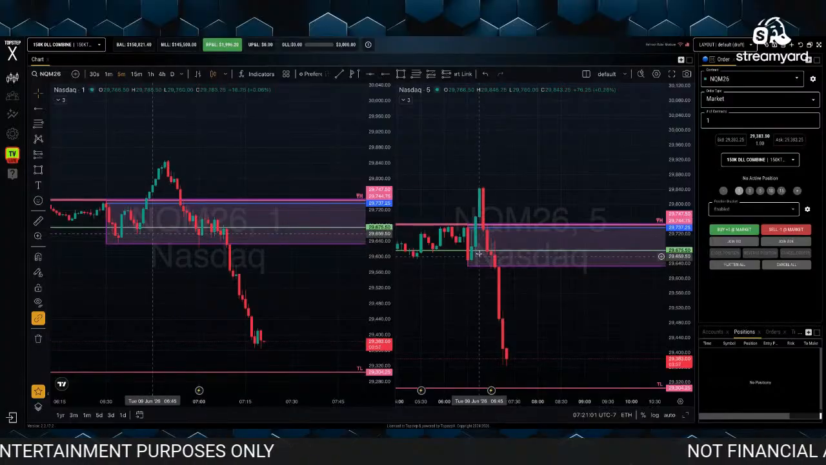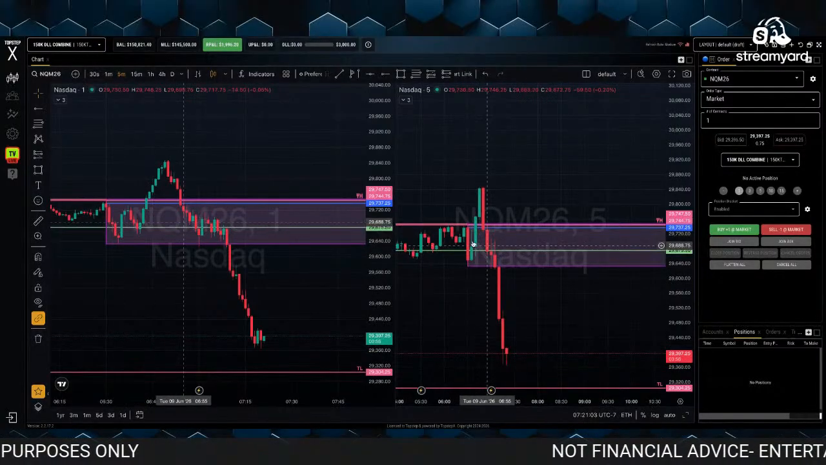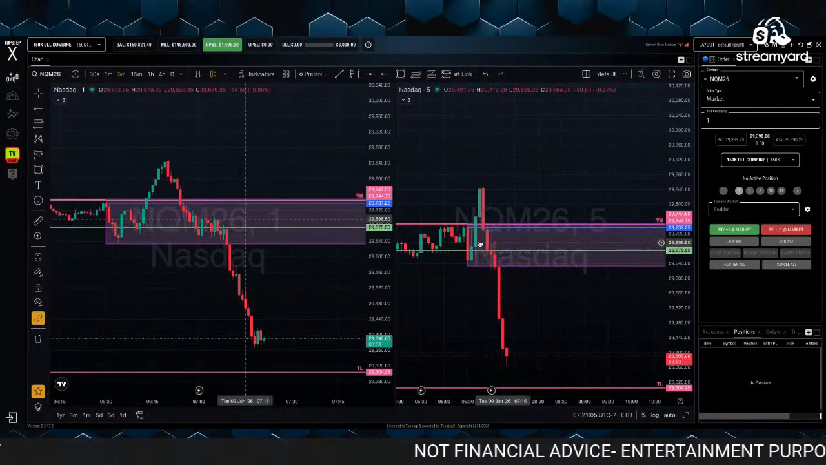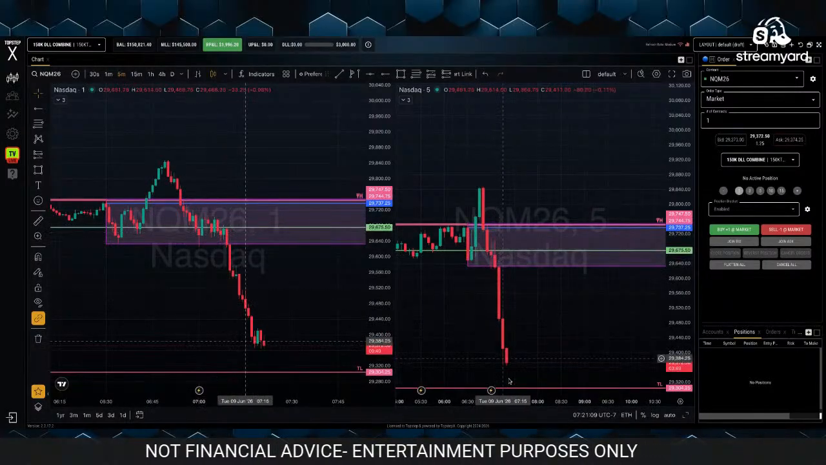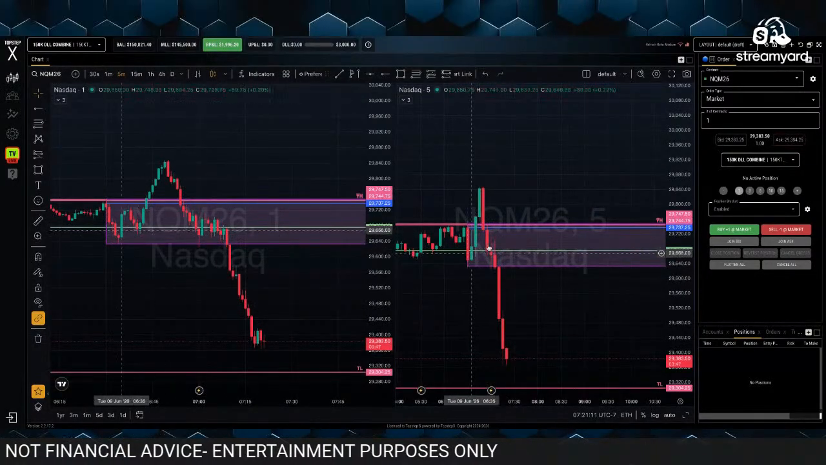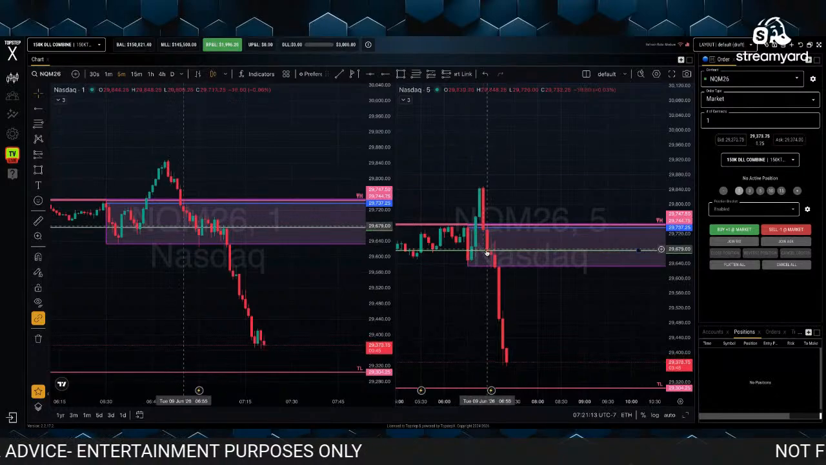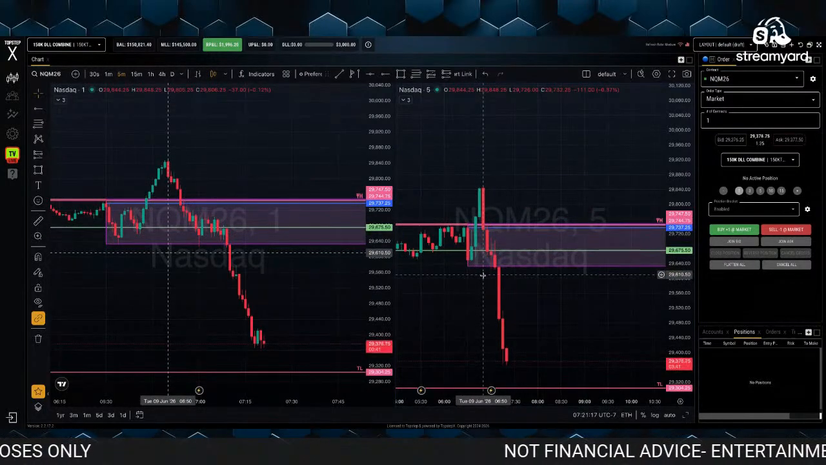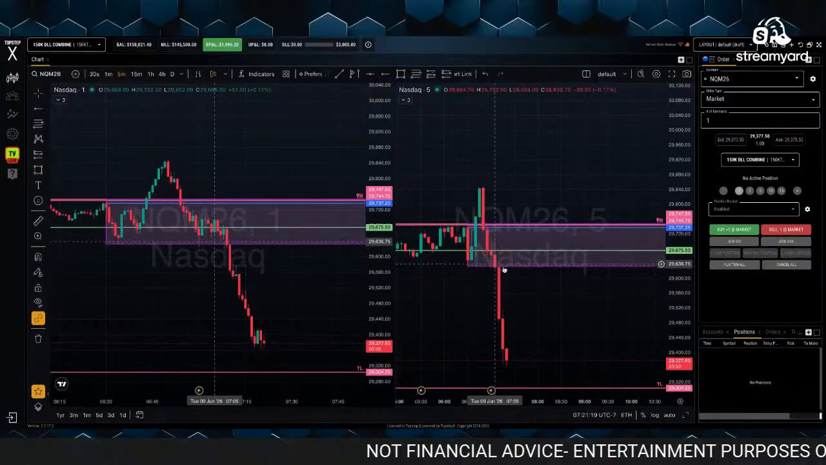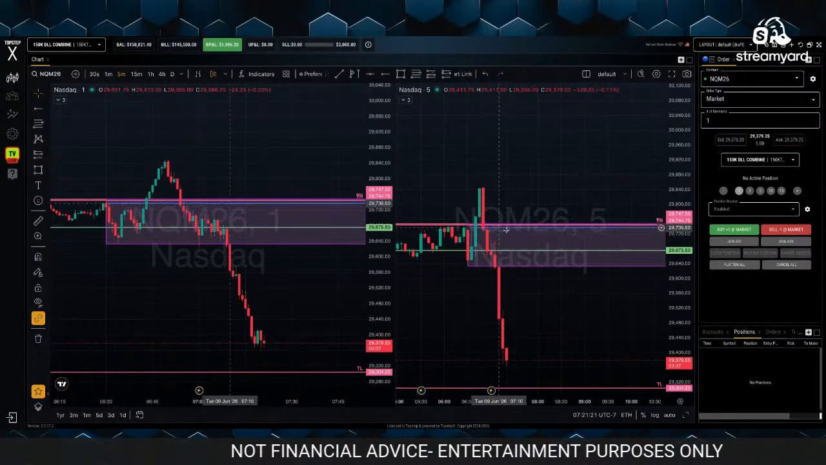I take it into consideration for selling lower, but I wouldn't take my trades up here, because to me that is inside the range of my box. So I want it closer to the bottoms, closer to the tops.